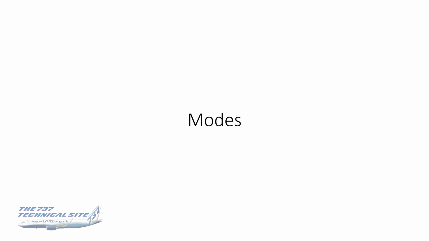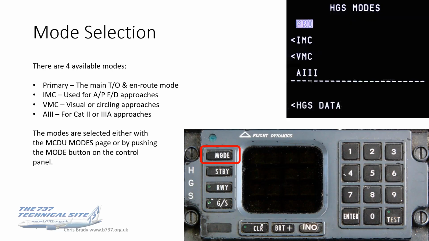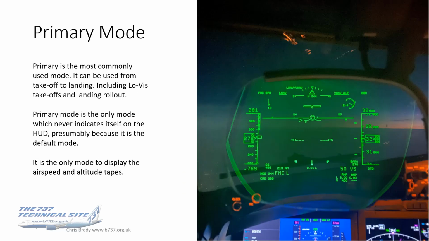Okay, enough of symbology. Let's have a look at modes. There are 4 available ones. Primary, as I've already mentioned, that's the main takeoff and en route mode. IMC mode you'd use for the autopilot flight director approaches. VMC is used for visual or circling approaches, and A3 is for Cat 2, Cat 3A approaches. You select them either from the panel or from the MCDU. Primary mode. This is the common one. This is the one you use all the time.